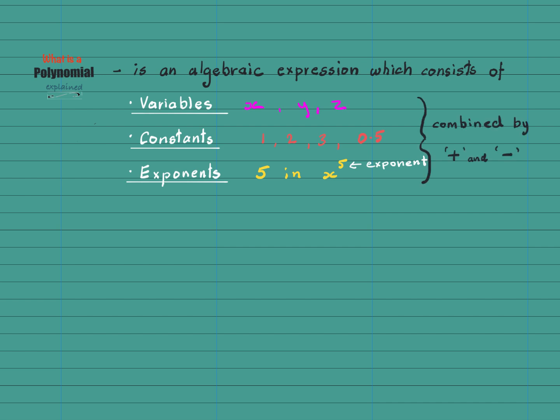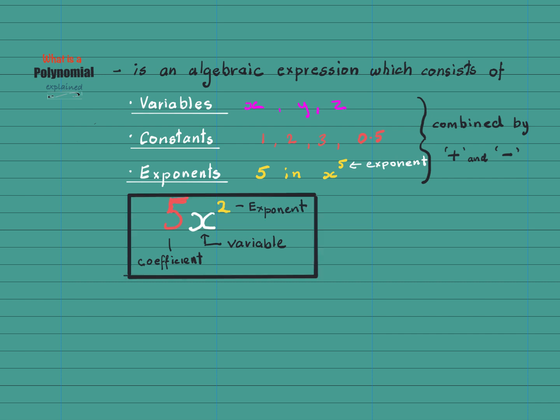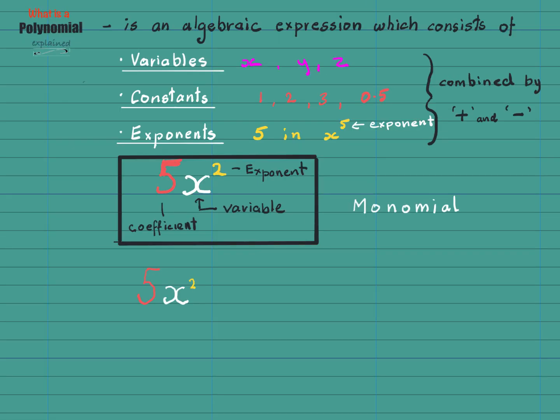An example of a polynomial would be an expression such as this, where 5 is said to be the coefficient, x will be the variable, and 2 will be the exponent. This polynomial is one term only, and we call it a monomial. Now I can add to this term another term, such as 2y, and this will be known as a binomial.